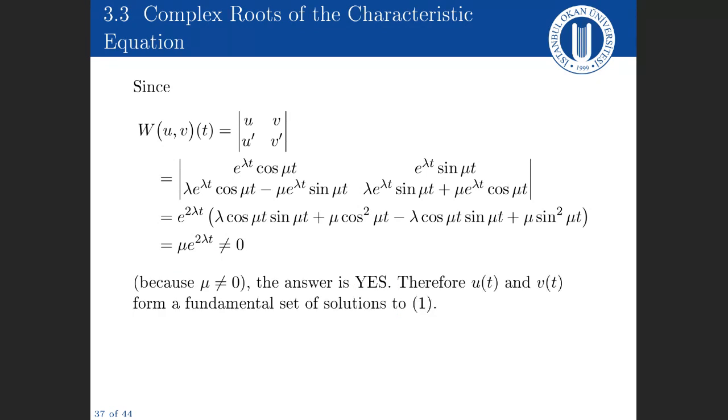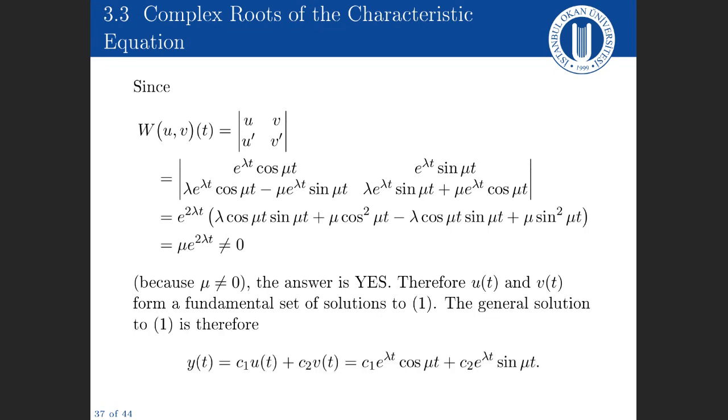What does that mean? That means we have a fundamental set of solutions. If we have a fundamental set of solutions, then we can write down the general solution in terms of these. So the general solution must be c1 u plus c2 v, or c1 e to the power lambda t cos mu t plus c2 e to the power lambda t sine mu t.